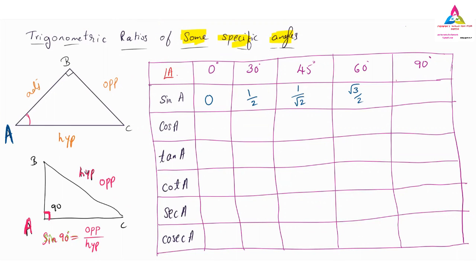BC itself. If I take a triangle with sides 3 unit, 4 unit, and 5 unit, the opposite is also 5 unit and the hypotenuse is also 5 unit, because the opposite and hypotenuse are the same. So what is the value of it? 1. So the sine 90 value will become 1.